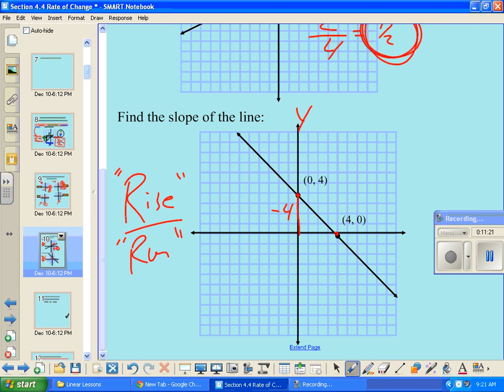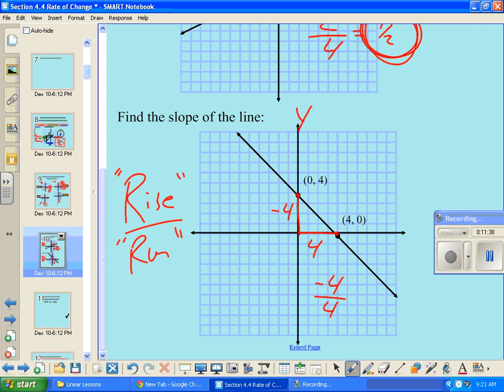I went down 4, so I'm going to say I went negative 4 in the y direction. And then I go to the right 4. So I'm going to have to the right 4 along the x-axis, that's positive. So I went down 4 for negative, but I went to the right 4, that's still positive. So I have negative 4 over 4.